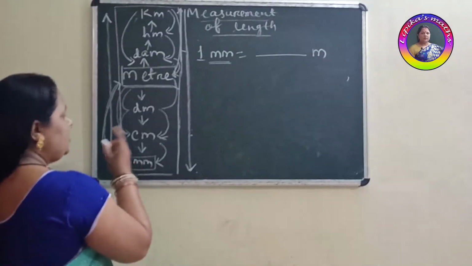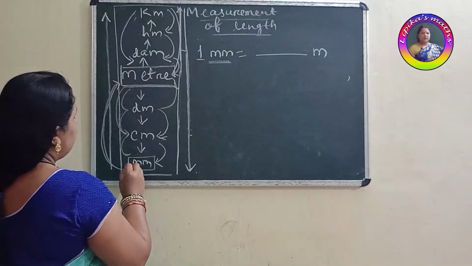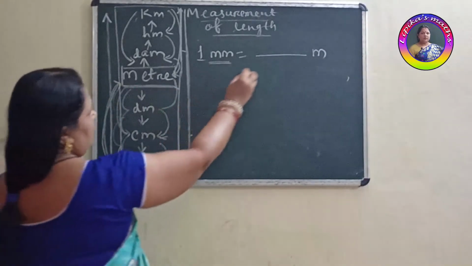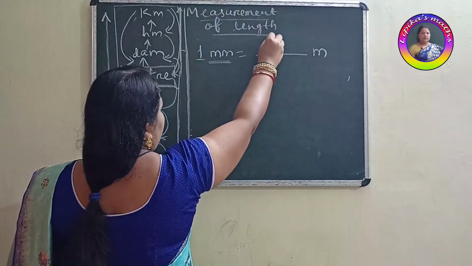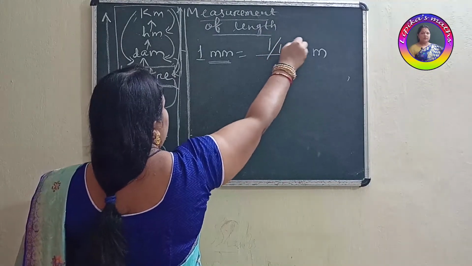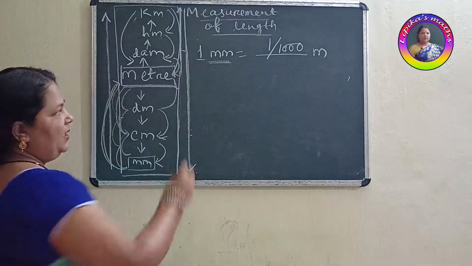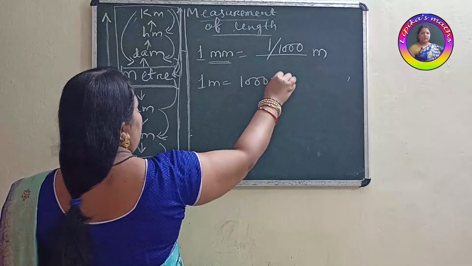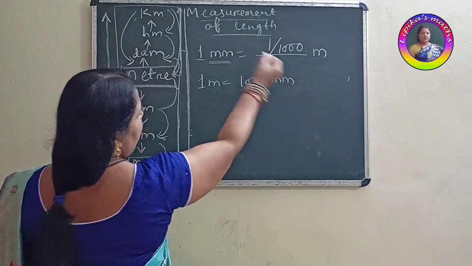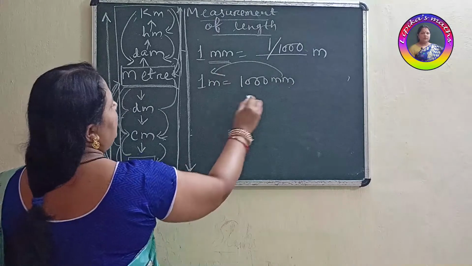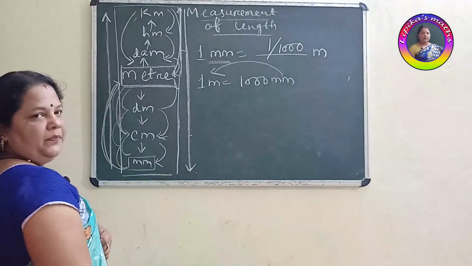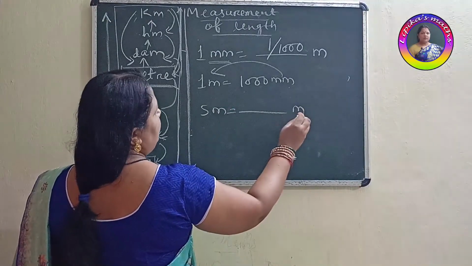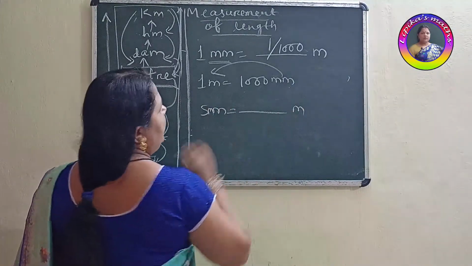Clear? How to divide and what value you need to divide by? So like this, for each step you have to take 10. That means this is 1 step, this is 2 step, this is 3 steps. That means you should divide this 1 by 1000. If I am writing 1 meter equal to 1000 millimeter, then when we are changing millimeter to meter, you should divide by 1000.